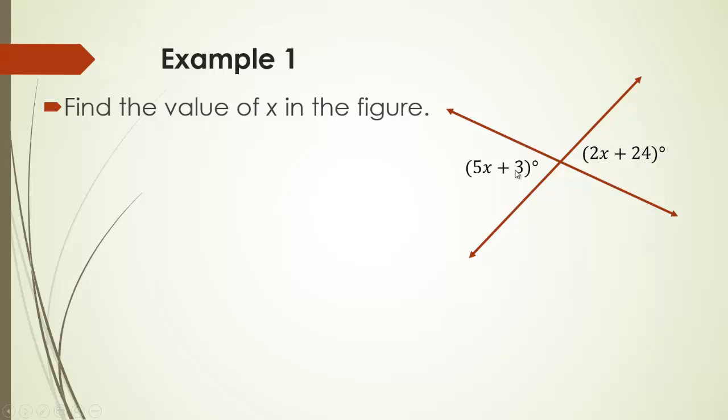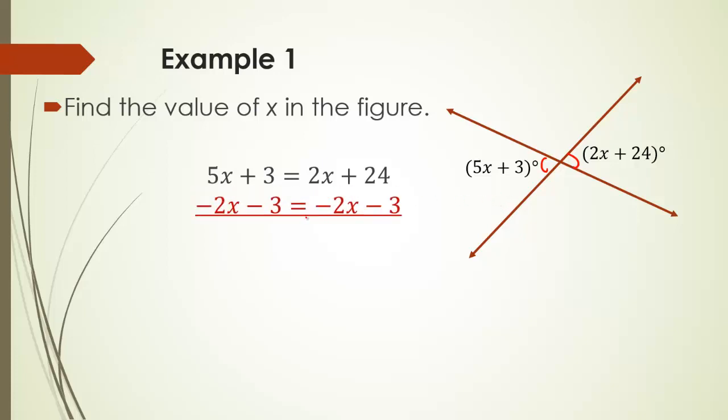Alright, so for this example, find the value of x in the figures. These two angles are vertical, so that tells us that we can set them equal to each other. And then it's just a matter of going through and solving for x. Subtract 2x from both sides to get this over to here. Subtract 3 from both sides to get that over to this side. You end up with 3x equals 21. Divide by 3. You got x equals 7. We found the value of x.